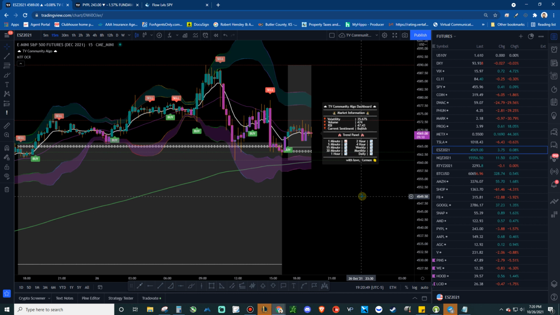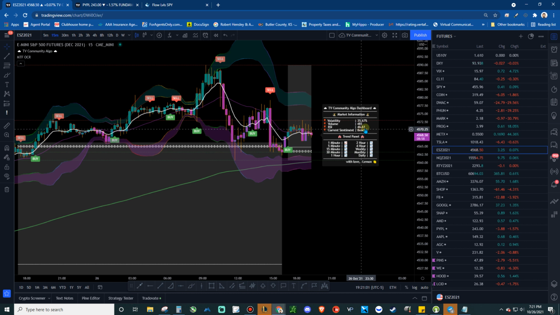And what I like about this is this panel that comes with it, where it's going to give you the volatility, the volume during that candle, the RSI, which I'm not a huge fan of, but it is useful depending on your trading style, and then the sentiment. And then it's going to give you this little multiple time frame trend panel as well. So I kind of like just how clean it is.